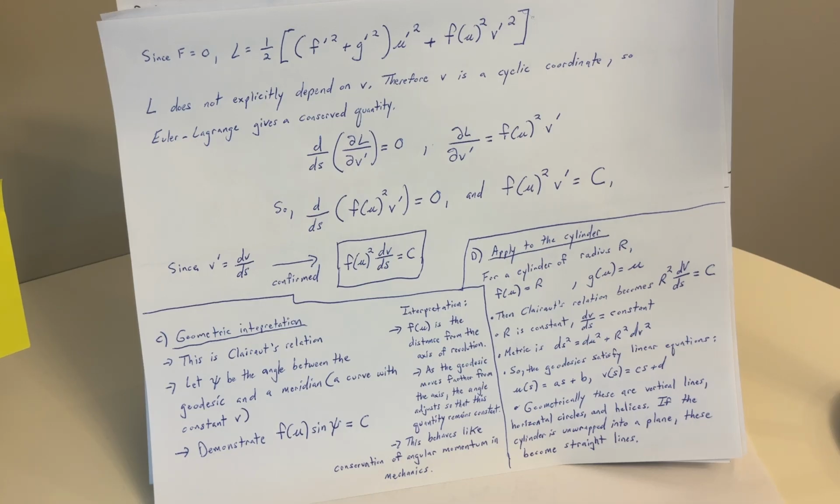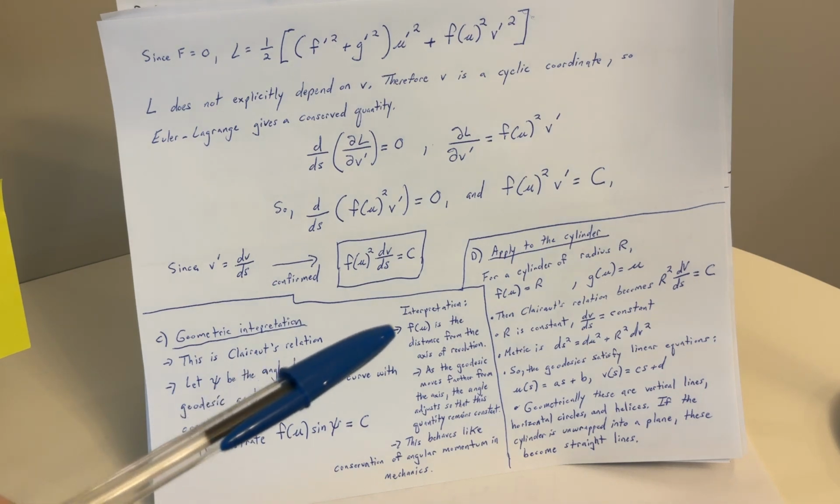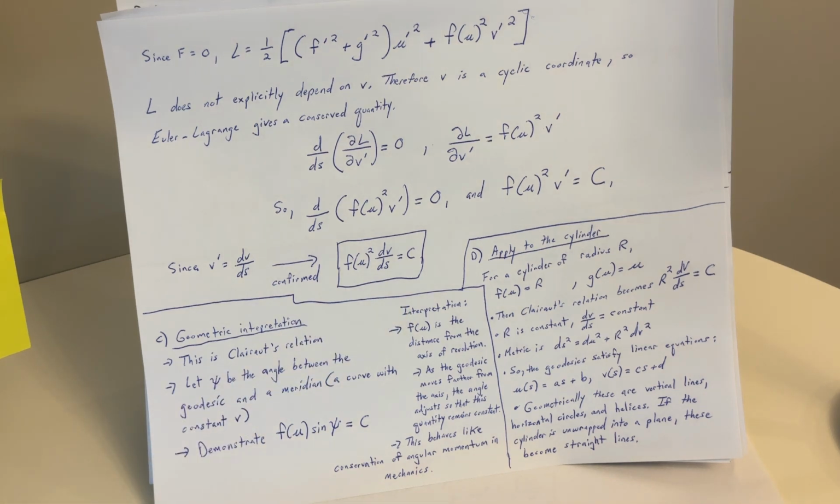Now letter C, we want a geometric interpretation of this. So we're right here, geometric interpretation. This is Clairaut's relation. So we could let psi be the angle between the geodesic and a meridian, a curve with a constant v. And we could demonstrate that f of u sine psi equals c. So going over here, sorry that I wrote this small.